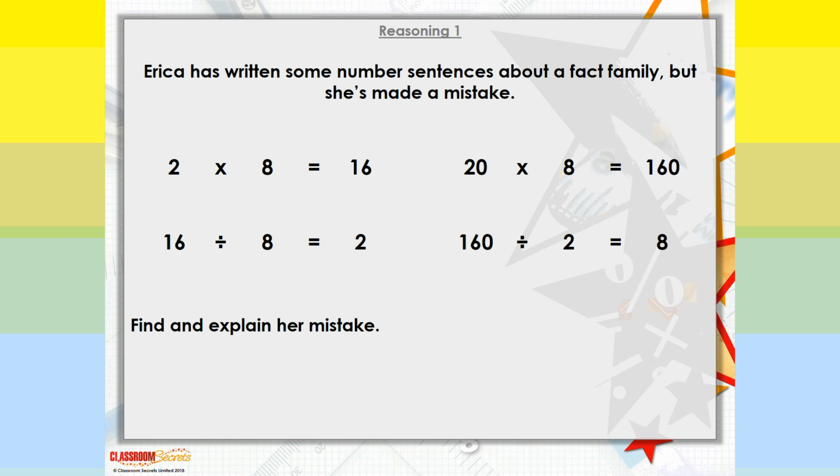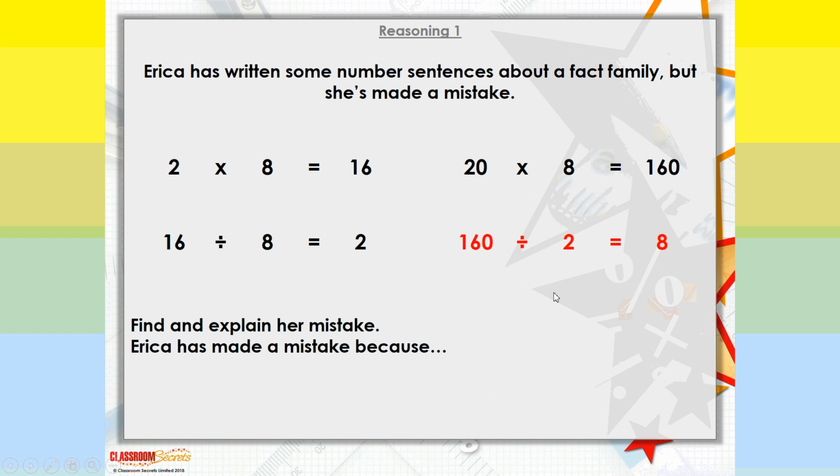Okay, here's a reasoning for you to do. Erica has written some number sentences about a fact family, but she's made a mistake. Which one is her mistake? And explain what the mistake is. Have a good read of each of them. Write anything down that you need to. Which one is wrong? Pause the video. Okay, and now we'll look at the answers.